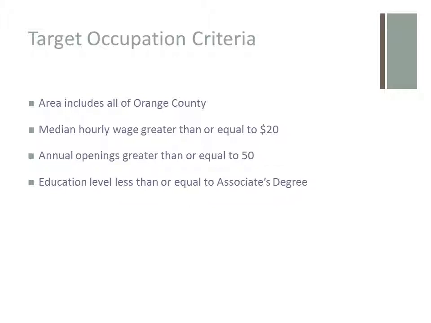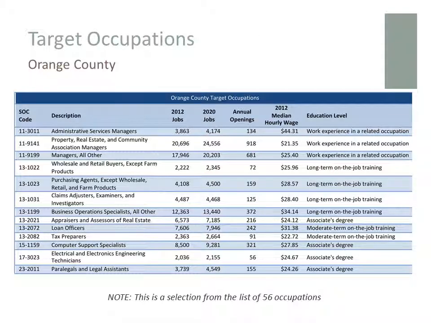And then education level less than or equal to an associate degree. So lower education levels would include, of course, a high school degree, also a category called some college no degree, and also any other certificates or things like that. The list came to 56 occupations. 56 occupations in Orange County met the criteria that I just reviewed. And this is just a subset of them to show you what kind of information is provided.